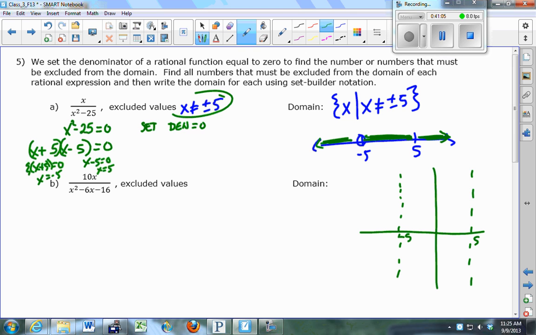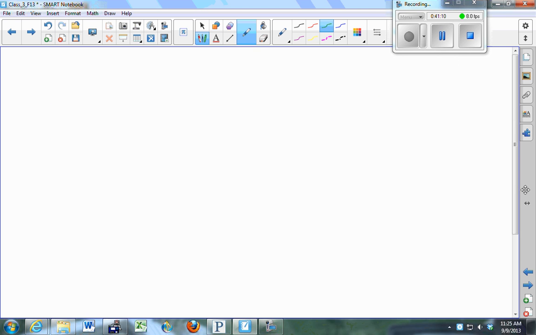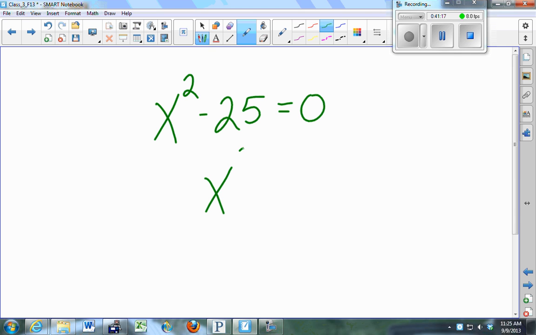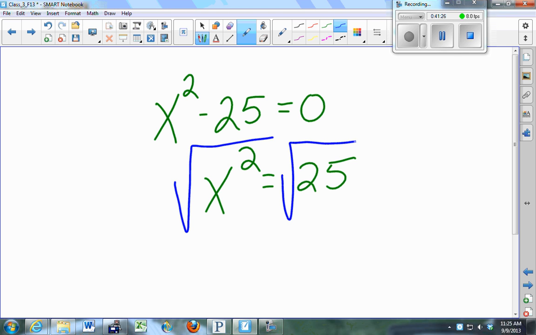But what does a typical student do? And I know none of you are typical because you're all exceptional. So this is what a typical student does. They go, okay, x squared equals 25. And then they go, oh yeah, to undo a square, I do its inverse. And they put the square root symbol in. And they rightly say that the positive square root of 25 is 5. That is correct. But this is where the error occurs, right there.